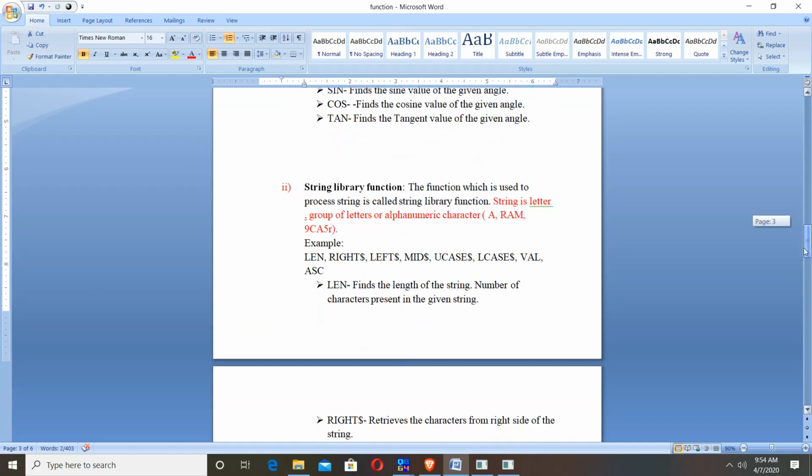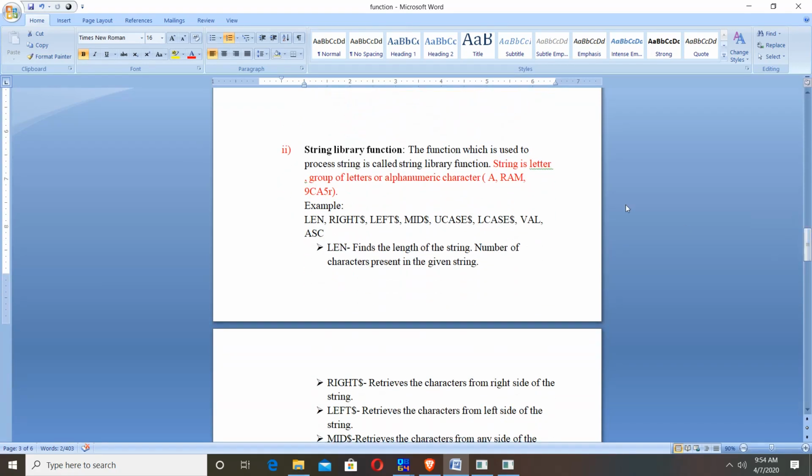String library functions are used to process strings. Firstly you have to know about the string. What is a string? I have written that in red text. A string is a letter, group of letters, or alphanumeric characters. What is a string? A string is a letter.